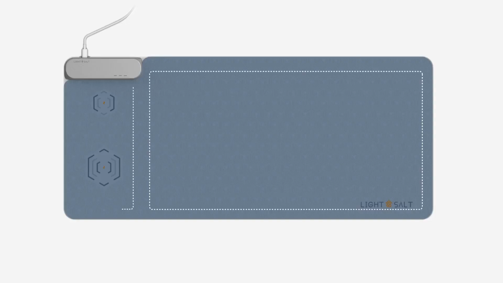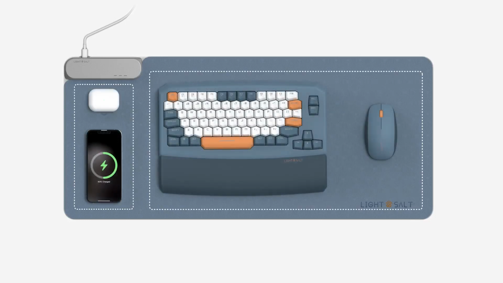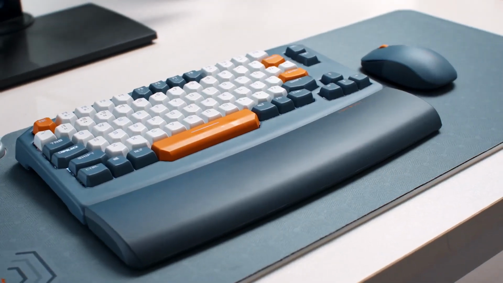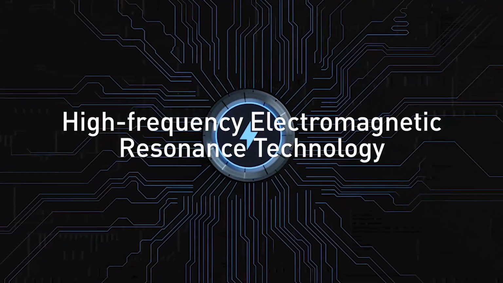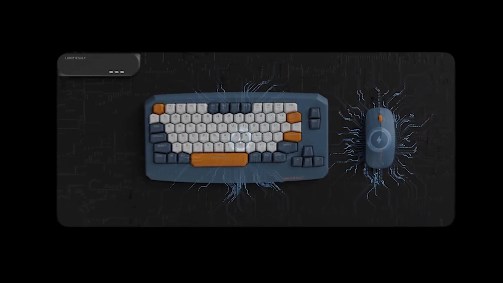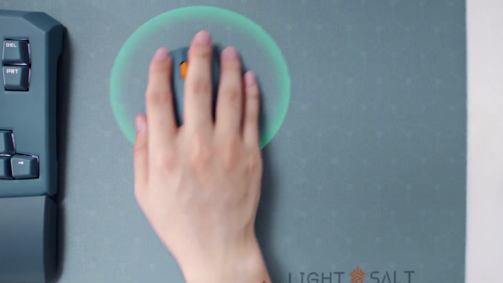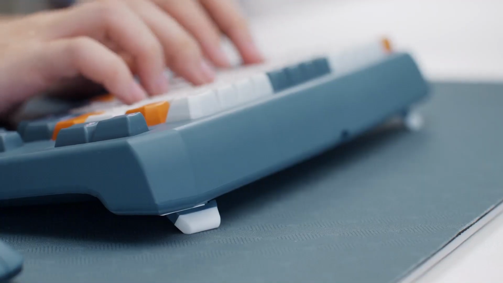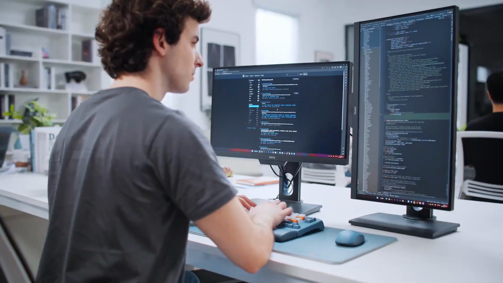Our JSD charging desk mat features two charging zones designated to accommodate different devices. With our innovative high-frequency electromagnetic resonance charging zone, you can effortlessly charge your JSD keyboard and mouse while using them, even during intense mouse movements or with a keyboard stand. Never worry about running out of battery during important tasks.